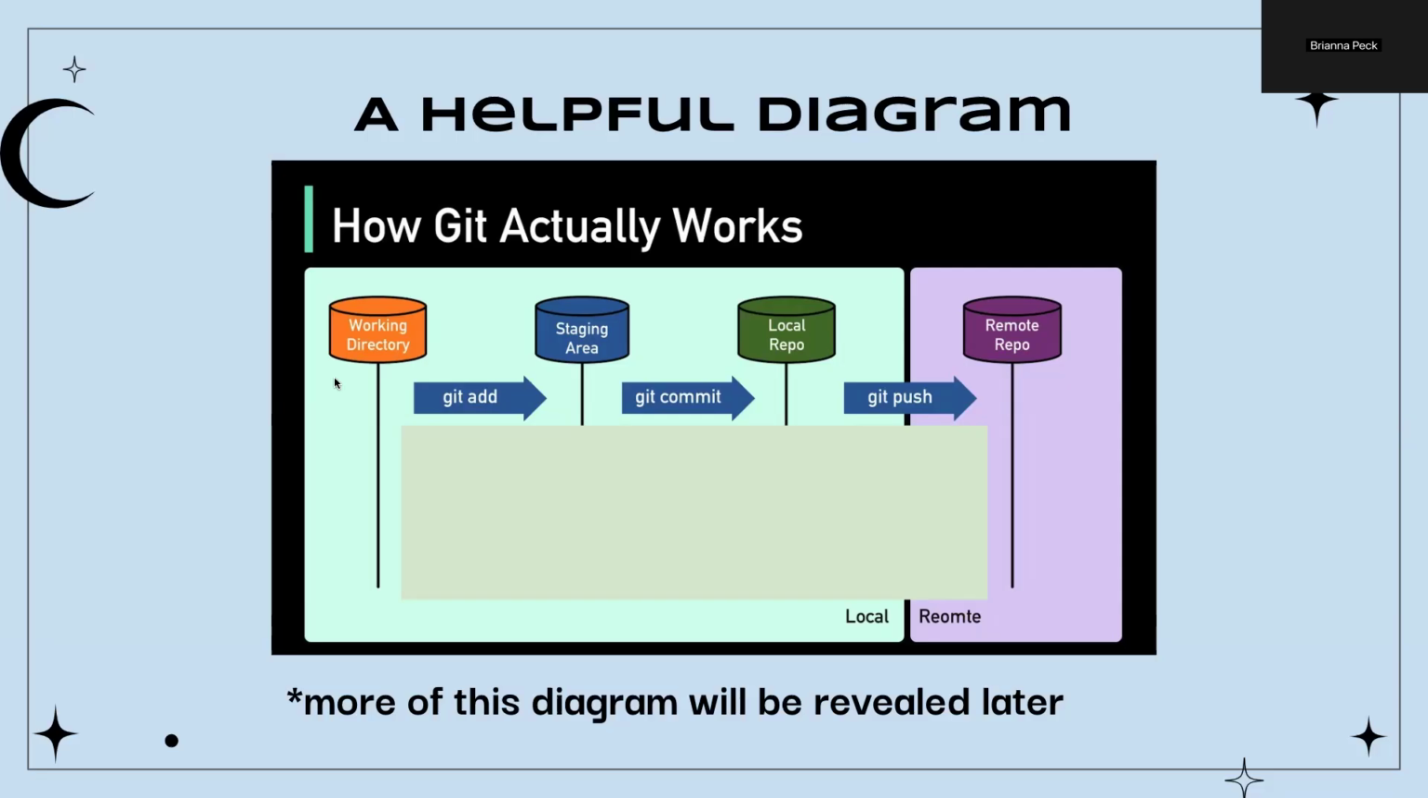To go from the staging area to your local repository, you do git commit. That's like hitting Control S. You're saving it to your local repository. To put it from your local repository to your remote repository, you use git push. Three steps, pretty simple once you get it set up.